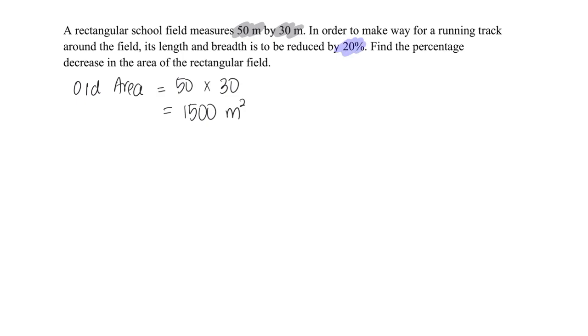both the length and the breadth are reduced by 20%, which means we have 80% left. So if you were to see my working for the new area, I will need to have the original length times 80% and the original breadth times 80%, and I multiply both of them.